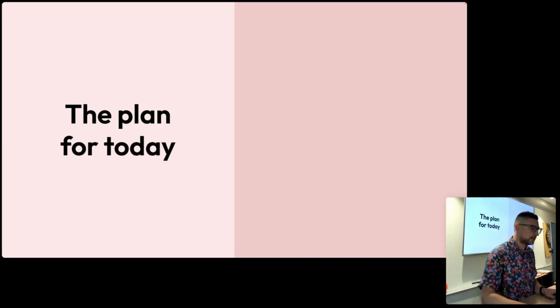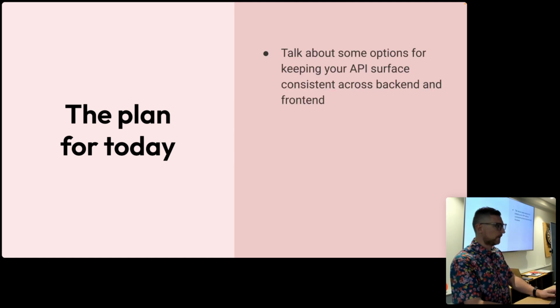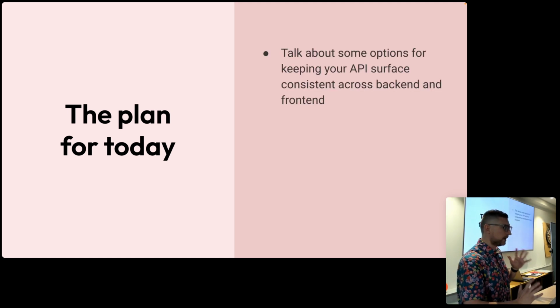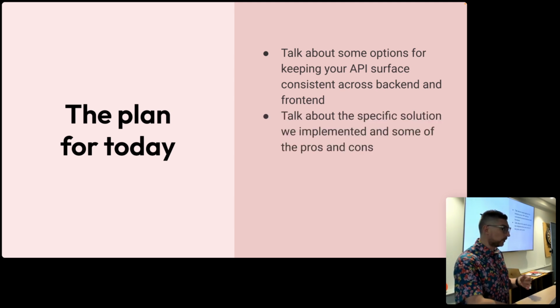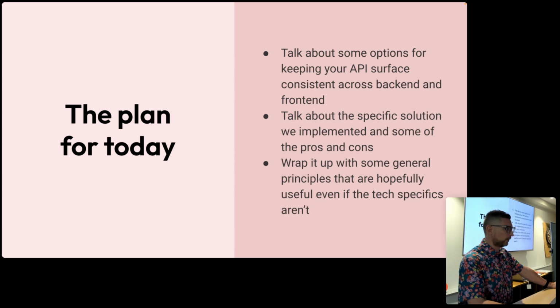So what I want to talk about today is a little bit about APIs. I want to talk about some options for keeping your API surface consistent across your backend and your front end. I want to talk about the specific way that we did that at Lyssna and some of the trade-offs that we had when we were implementing it. And I want to wrap it up with some general principles about things we might learn from this kind of experience, even if you're not doing this exact exercise yourself, because I understand it's a very niche topic perhaps.